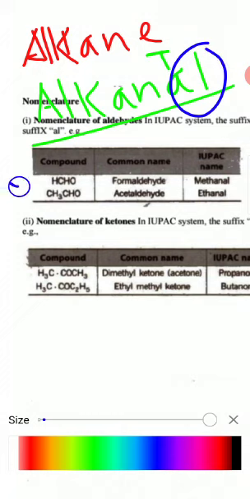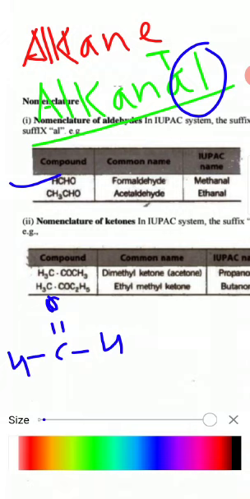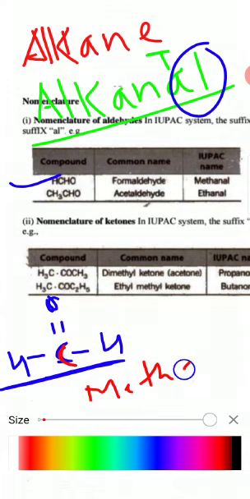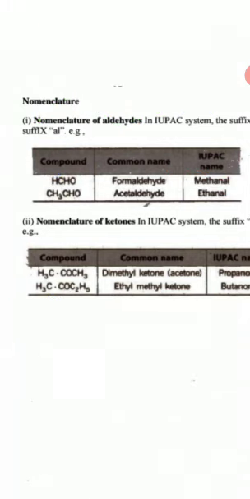See here the first example. C double bond O, here H and H. The common name of this compound is formaldehyde, and in the IUPAC naming system, students see, one carbon is present, hence the parent alkane is methane. We replace E by Al, hence the IUPAC name of this compound is methanal.